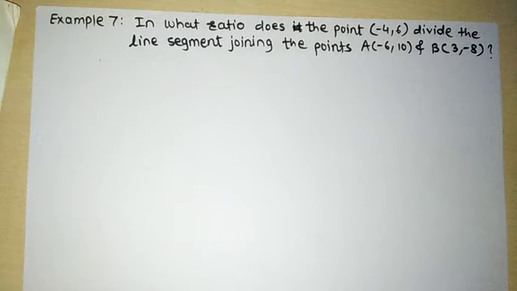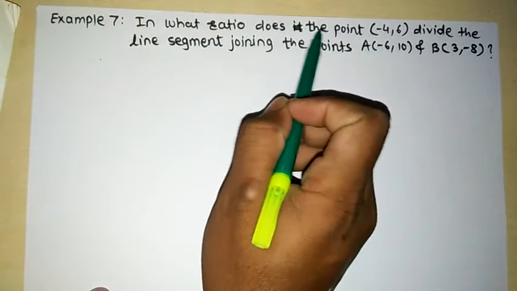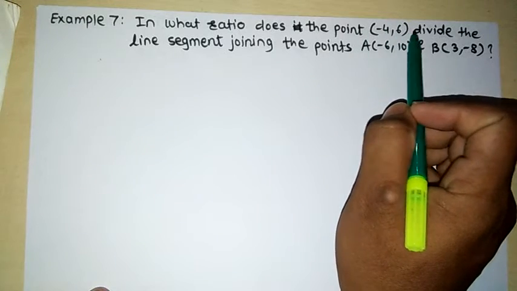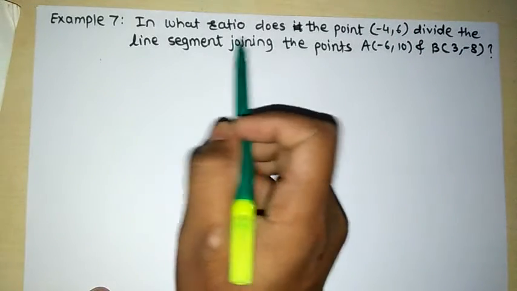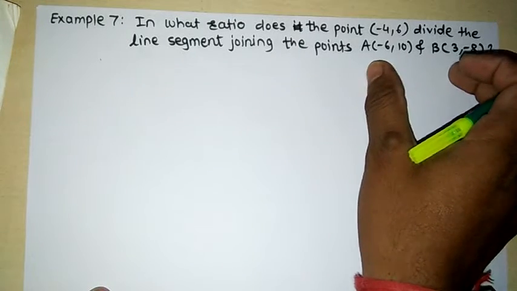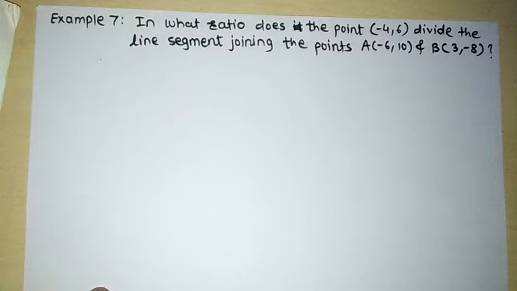Now we will see example number 7. See, in example number 7, what is given here? Here we are asked, in what ratio does the point minus 4 comma 6 divide the line segment joining the points A and B? In what ratio it divides, we have to check here.